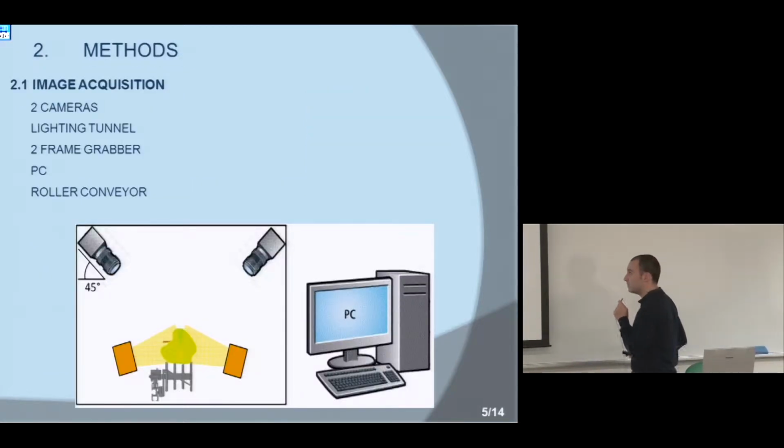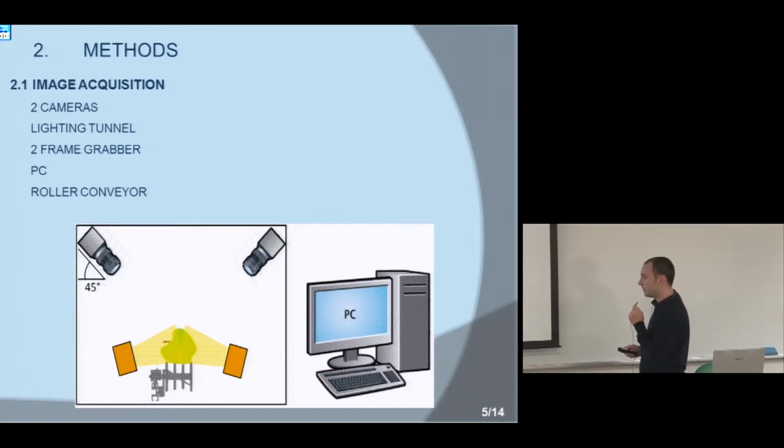The first part is image acquisition. We have 2 cameras with an inclination of 45 degrees inside a lighting tunnel. I want to show you the black line because it's like the lighting tunnel. And on the side of the conveyor, we have 2 light sources and 2 frame grabbers. And outside we have a PC to process the data.